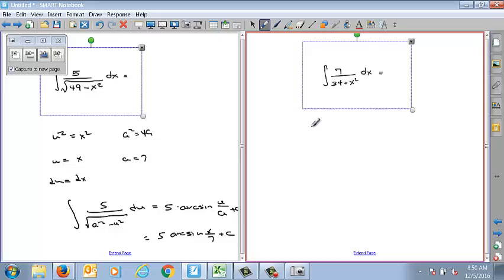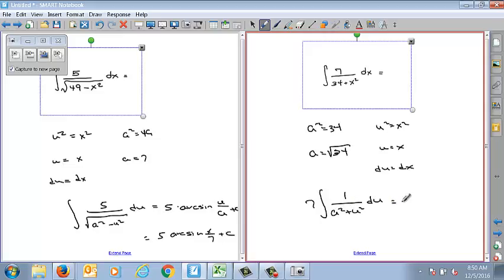So you would say a squared equals 34, a equals the square root of 34, and u squared equals x squared, u equals x, du equals dx. And so the original integral, I'm going to pull the 7 out front. So you can have 7 divided by 1 over a squared plus u squared du. So now it fits the book exactly.